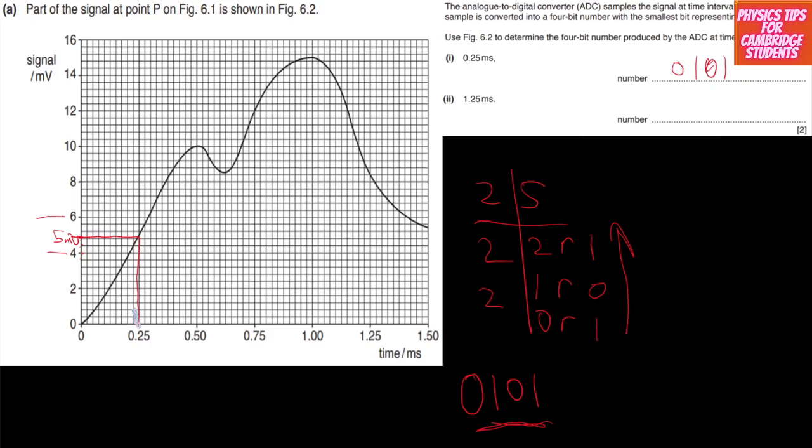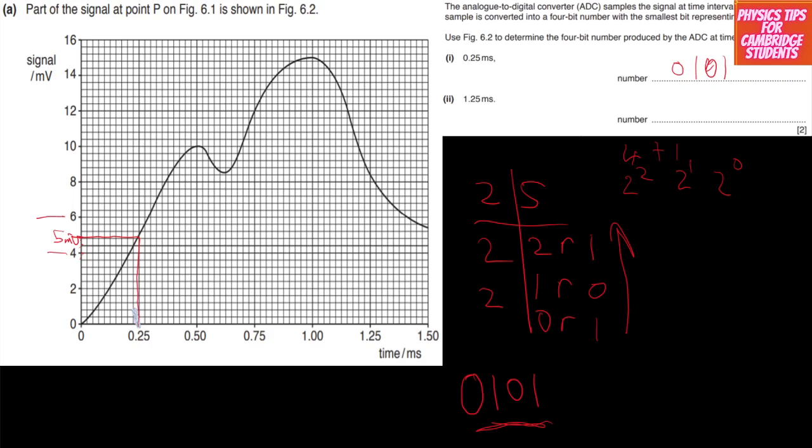The other way to do this is to have 2 to the power 0, 2 to the power 1, 2 to the power of 2. Right, so we're going to say this is 4 plus 1.